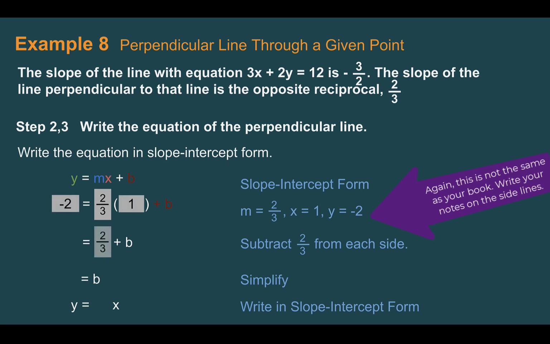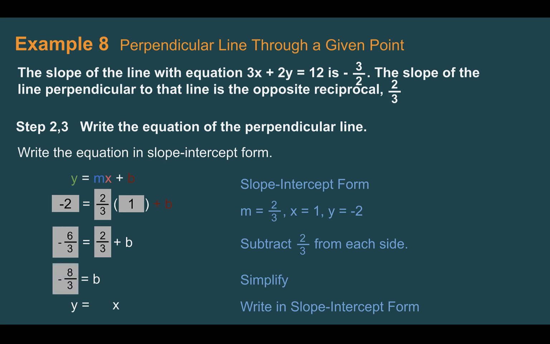So now let's solve for b. Multiply out 2/3 times 1. Right now, I'm just going to change -2 into -6/3, thirds because 6 divided by 3 is 2. That way, when I subtract 2/3 from each side, I can do it. So negative 6/3, subtracting 2/3 from each side would give us negative 8/3. So negative 8/3 is b. To get our final slope-intercept form, I'm going to take my perpendicular slope of 2/3 and my y-intercept that I just found, negative 8/3. So my perpendicular line is going to be y equals 2/3 x minus 8/3.